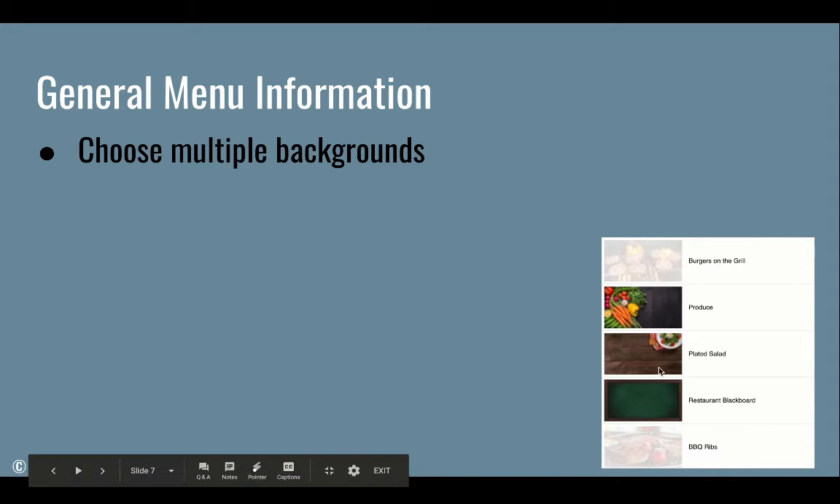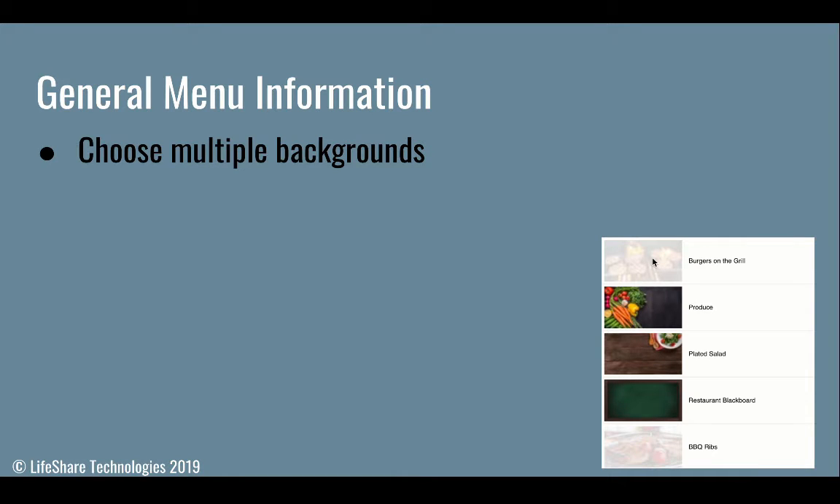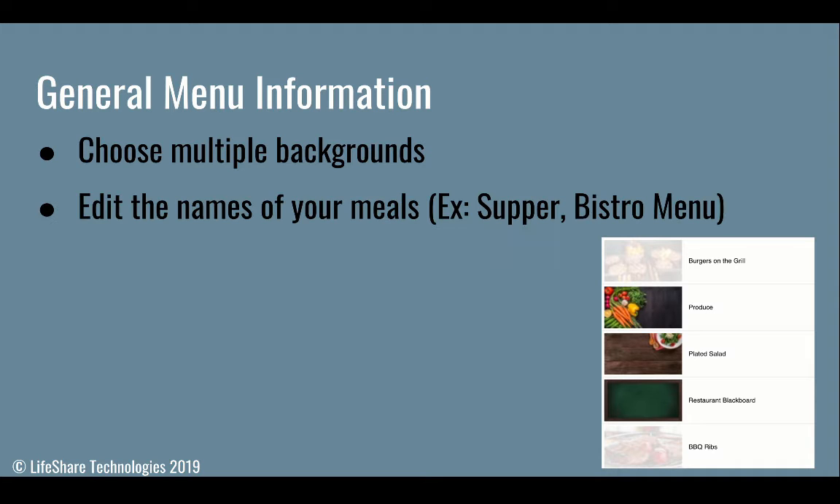The first thing is that you can choose multiple backgrounds at a time. So you're able to click on the different backgrounds, they'll highlight in blue and you can choose as many as you can, and they rotate through the slideshow each time that the menu slide comes up. You can also edit the names of the meals, so you can use supper, bistro menu. You don't have to use your typical breakfast, lunch, and dinner menu.